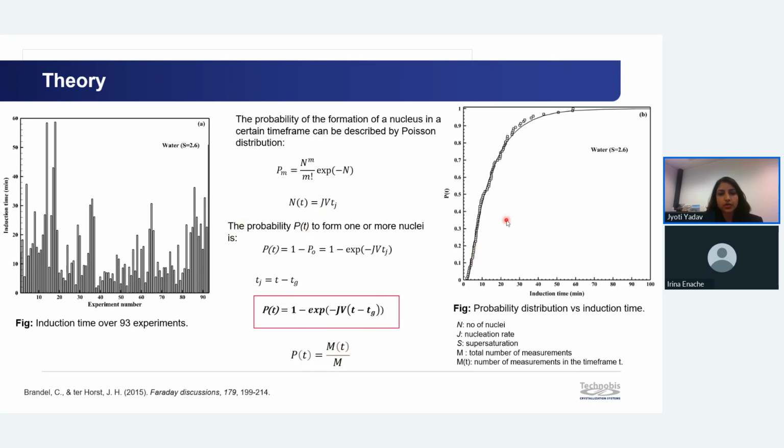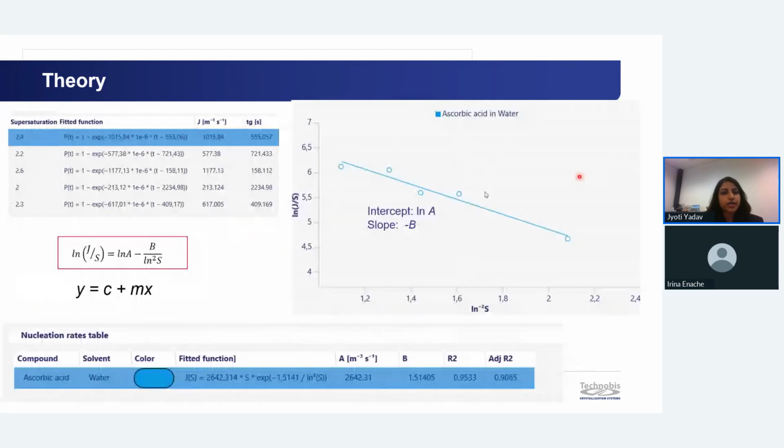This is all for only one supersaturation. If we repeat this for at least 4 supersaturations, we get 4 different equations, or we can perform it at more than 4 supersaturations as well. From these, by fitting this equation, we get the value of the nucleation rate J and the growth time Tg. Then, using classical nucleation theory and rearranging this equation, we can plot a linear plot, y equals mx plus c. From the intercept and the slope, we get the values of A and B.